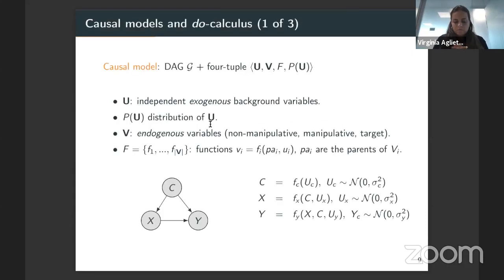So we are given a setting where we have a causal graph and we have a four-tuple that includes the exogenous variables, the endogenous variables, and functional mappings that link each node to its parents. So for instance, we have the causal graph on the left. Here, everything is observed, and we have a related structural equation model. And these are assumed, so the causal graph is assumed to be known in this framework.